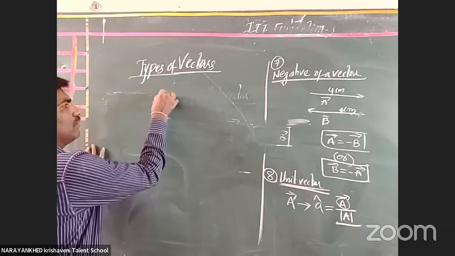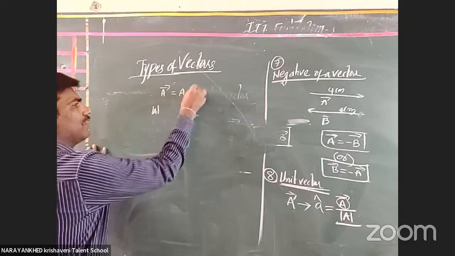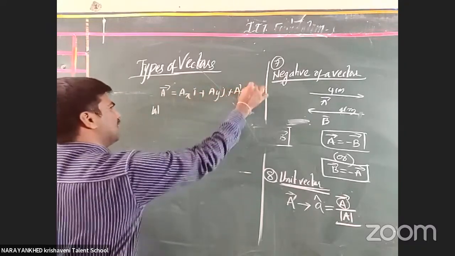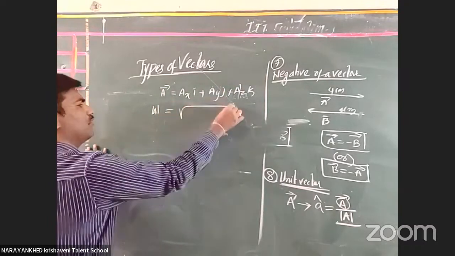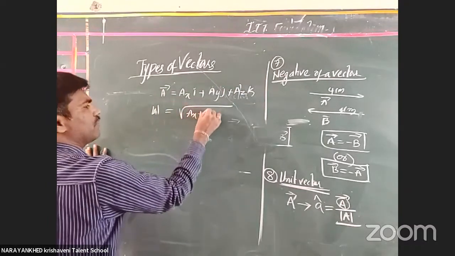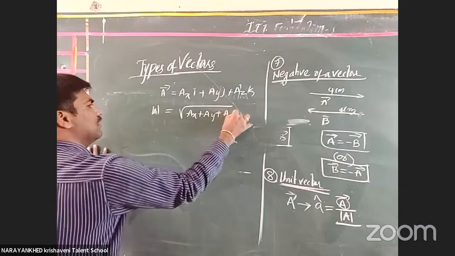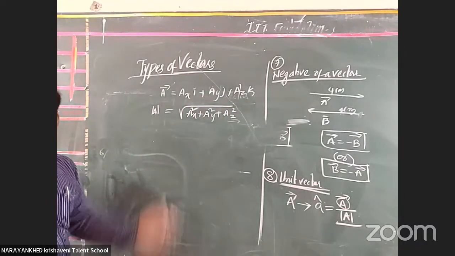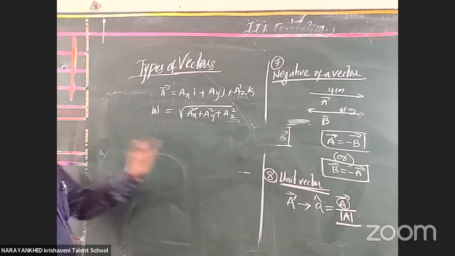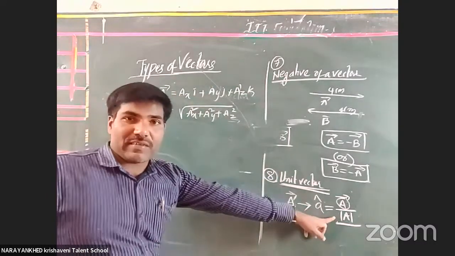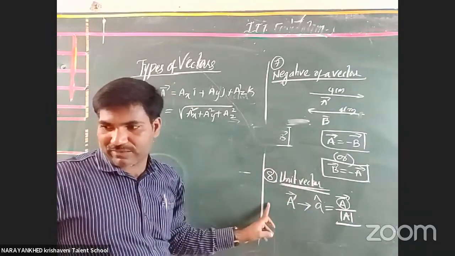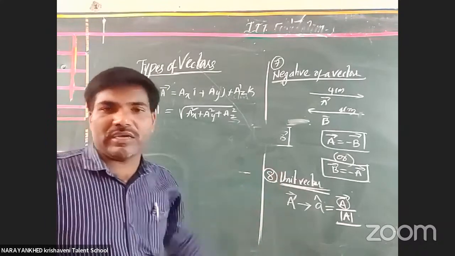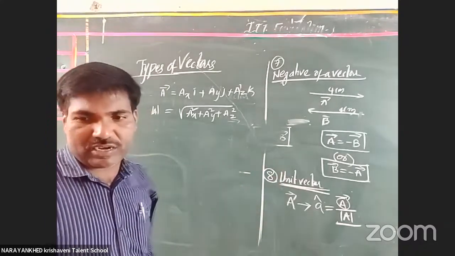A bar is nothing but x i plus y j plus z k. In the three directions, the magnitude of a is the square root of a x squared plus a y squared plus a z squared. That is the magnitude of that vector. When you divide the vector by its magnitude, you get the unit vector. A bar by mod a is what gives us the unit vector.